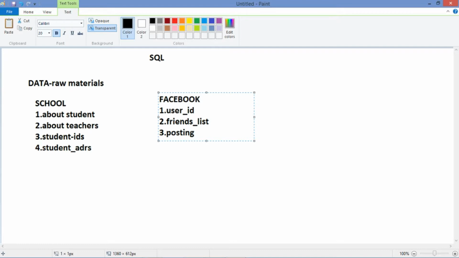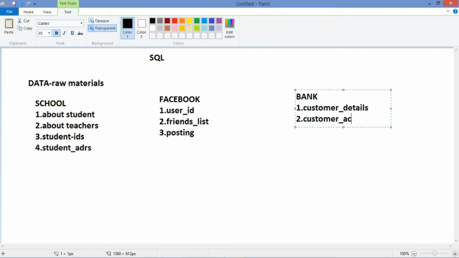Fine. Let's take another example so that you can easily understand. Let's take another example of a bank management system. So how does a bank store their data? Bank is all about customers, right? So what are the categories? Think. First category is customer details, right? Second category is customer account details. Each and every customer is having an account, right?